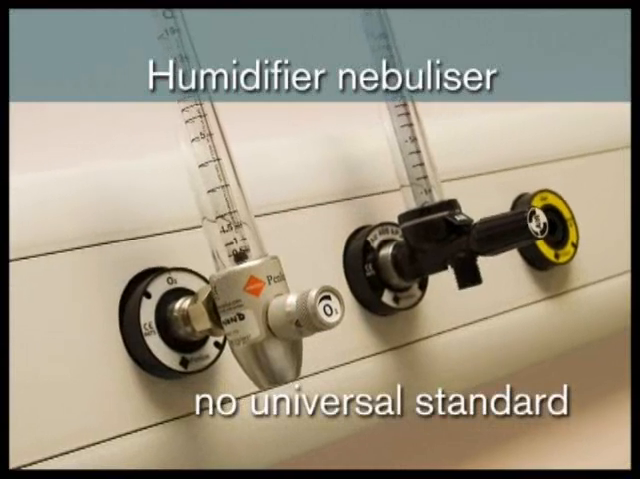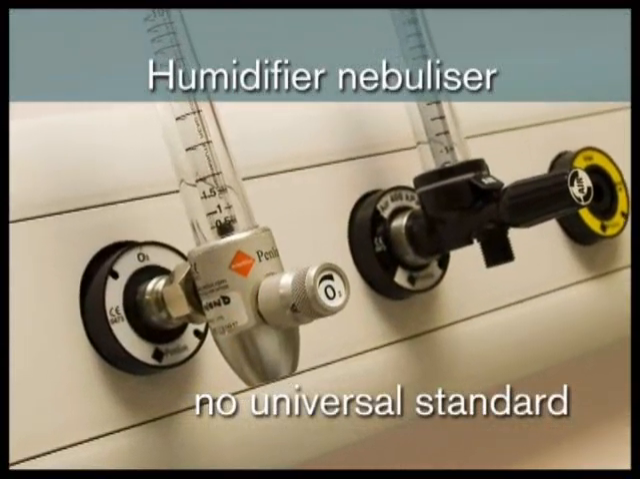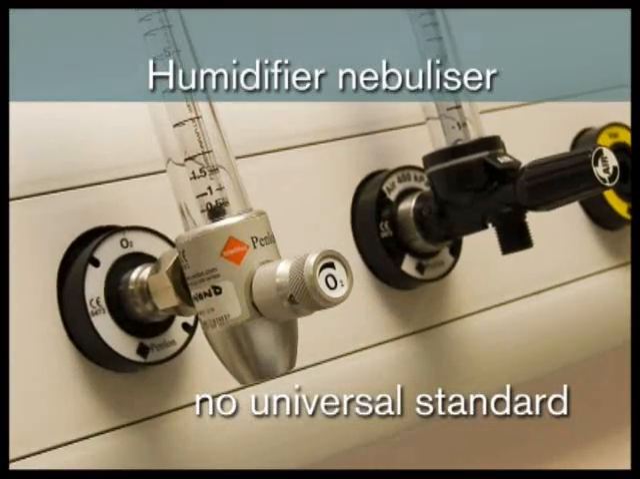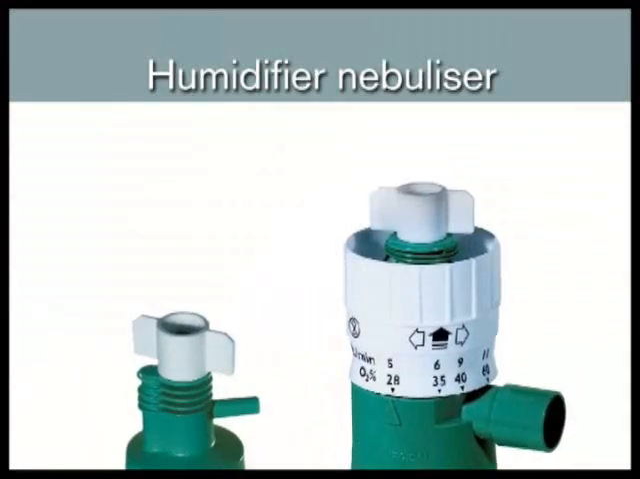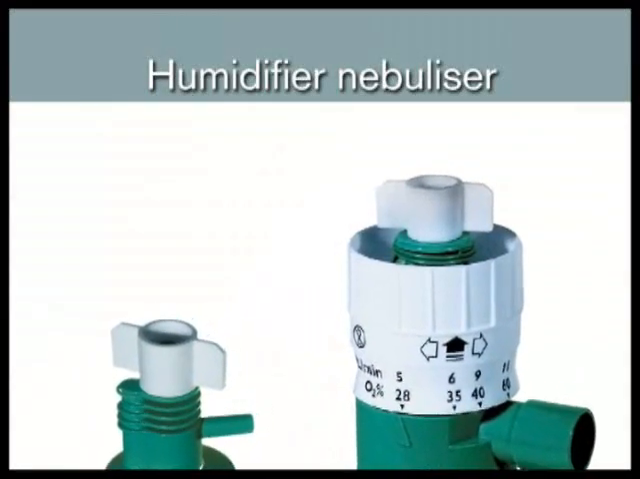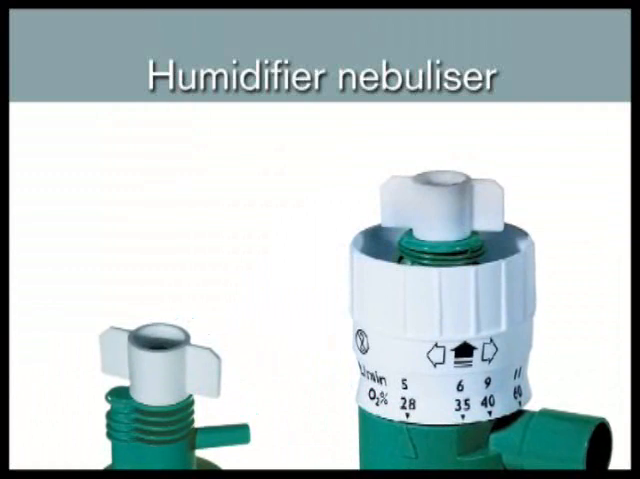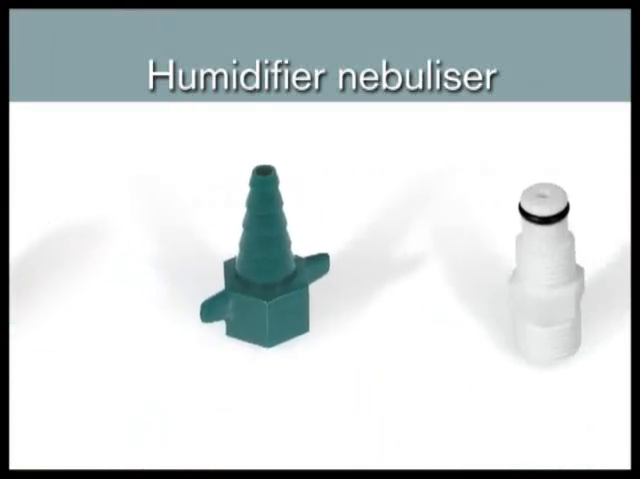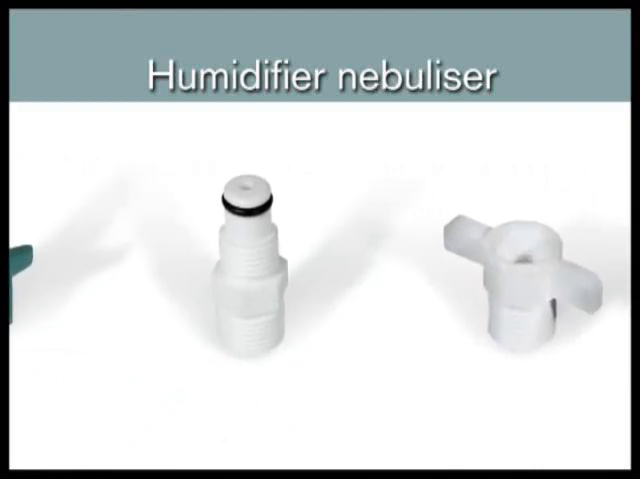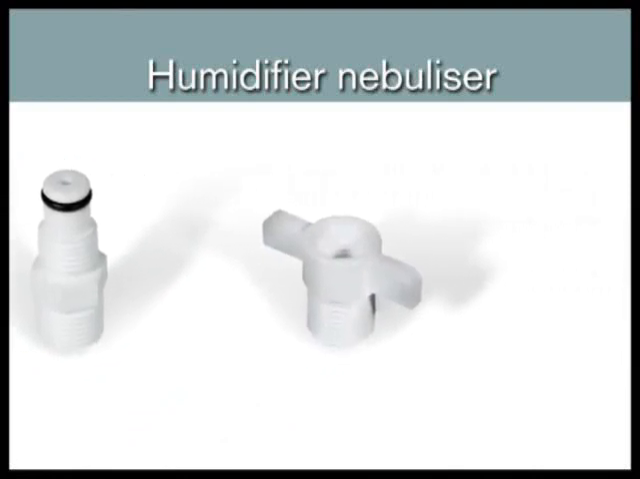There is no universal standard for flow meter connections, and they can vary by country. The Aquaflow and Aqua Mist both incorporate a DISS oxygen connection, which is the most common type. A number of flow meter adapters are available to fit other types of flow meter, for example, the M12.